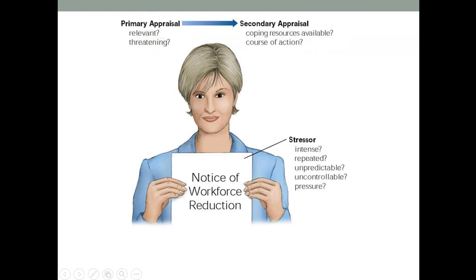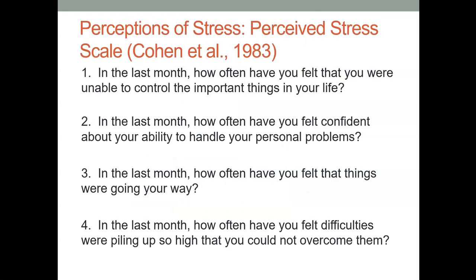So primary appraisals include things like, is this relevant to me? Is this something that is going to have an impact on me? Is it something that's threatening? And then what are the coping resources that are available? What can I do? So, the stressor, is it something that's intense? Is it something that's repeated? Is it unpredictable, uncontrollable? Does it cause quite a bit of pressure? Those all relate to those dimensions of the stressors that I talked about before.